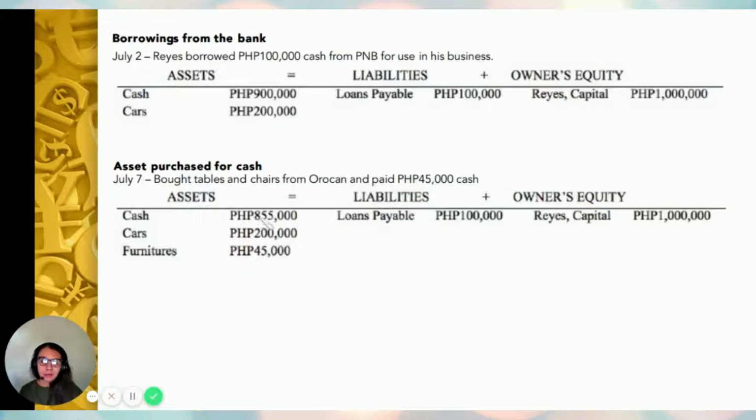You have 855,000 pesos, 200,000 pesos, and 45,000 pesos. If you add this up, this will be 1.1 million. And on the other side, we didn't make any changes, right? So 100,000 and 1 million, that's also 1.1 million. So our accounting equation is still balanced. Next transaction.